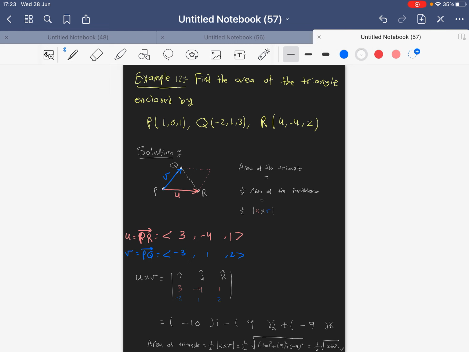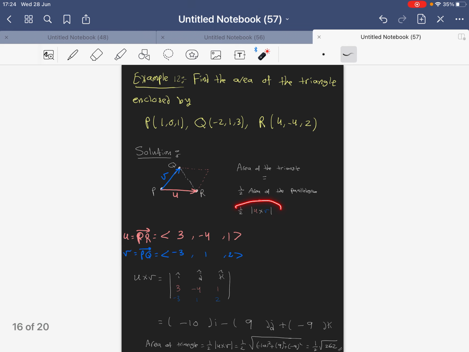Please check this answer against the answer that you tried by yourself and compare them together. So here the idea again is we need to find the area of a small triangle, and we notice that this small triangle is part of a bigger parallelogram. We know how to find the area of the parallelogram using the formula of the cross product. All we need is to find the vector u and the vector v. Once we find them, we find the cross product, and then we find the magnitude, we get the area.